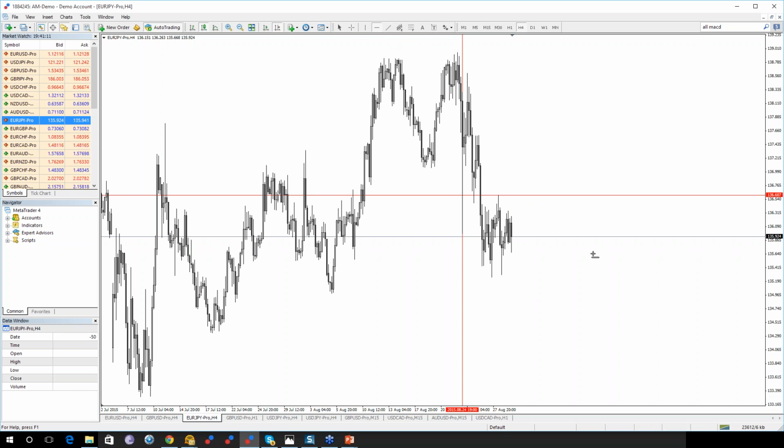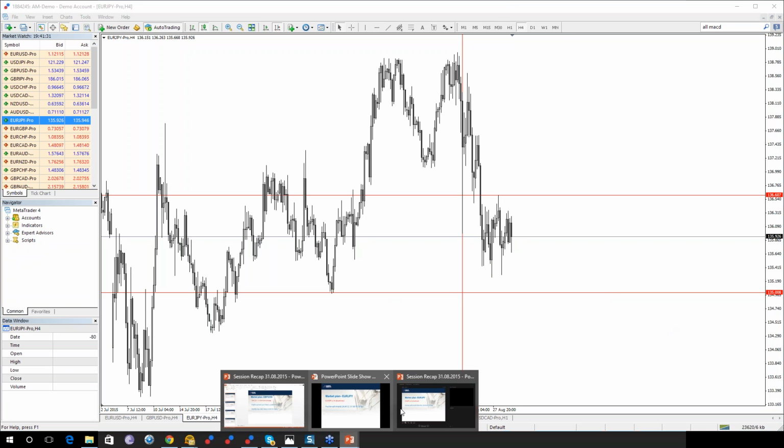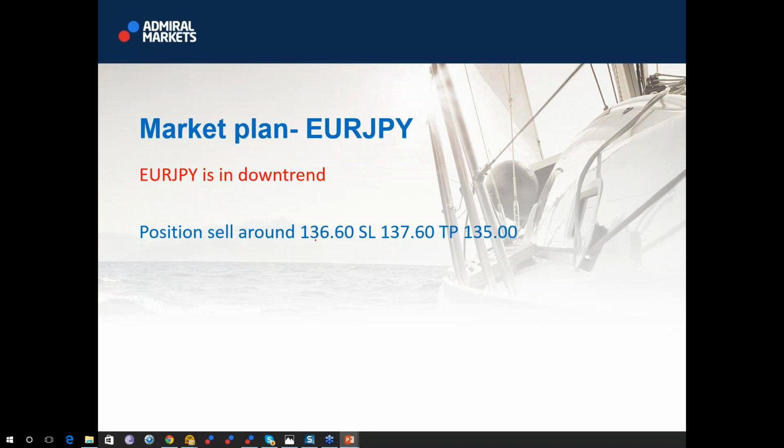And basically go with the 35.00 target here. Another historical price action: rejection, drop, rejection, drop, rejection, drop. So euro yen is 136.60, 137.60 is the stop loss, and 135 is the target.